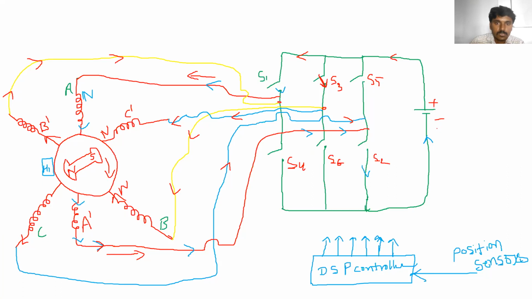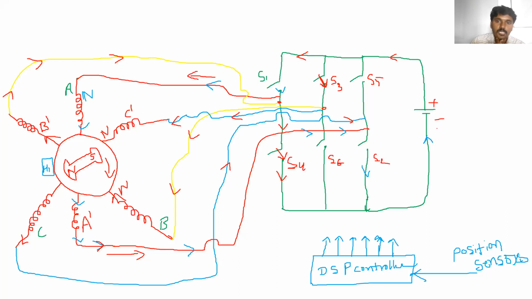Here, this terminal is connected at this point, which means S4 should be turned on. Now the current is flowing through the S4 switch, and the current is coming to the negative terminal of the supply voltage. Clear? So this is the path for flowing the current, from the positive terminal of the supply voltage.